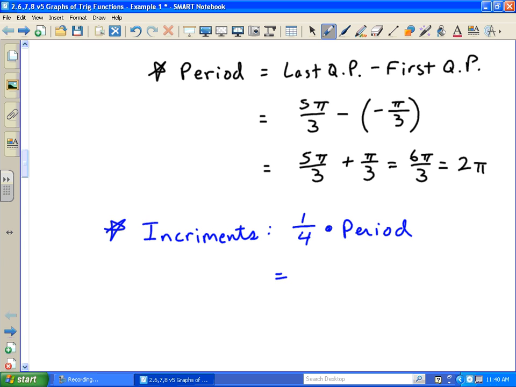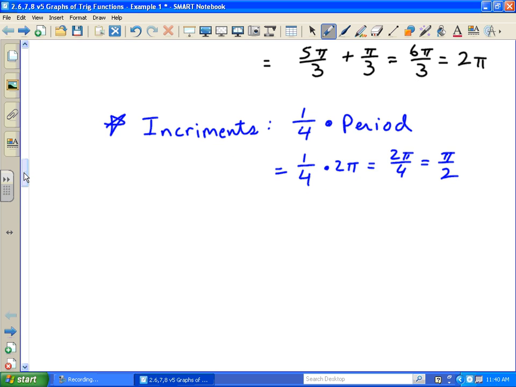Okay, in this case, I would take 1/4 of 2 pi. 1/4 of 2 pi is 2 pi over 4, which reduces down to pi over 2. So the increments for this problem are pi over 2. That's the distance between my quarter points. Now, I'm ready to determine my quarter points.